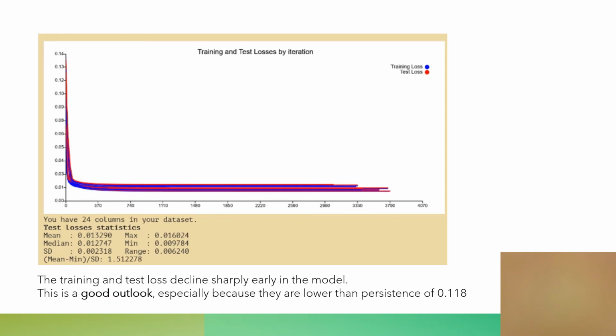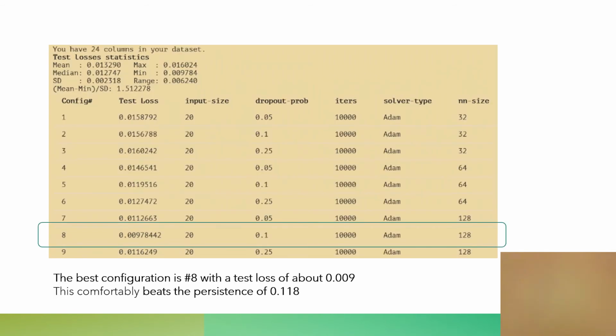As for training and test losses, the training and test loss decline sharply early in the model, which is a good outlook, especially because they are already lower than the persistence of 0.118, the target that we want to beat. From our multiple configurations, the one which returns the best result is configuration number 8, the test loss of about 0.009. It comfortably beats the persistence of 0.118, and we are quite satisfied with it.